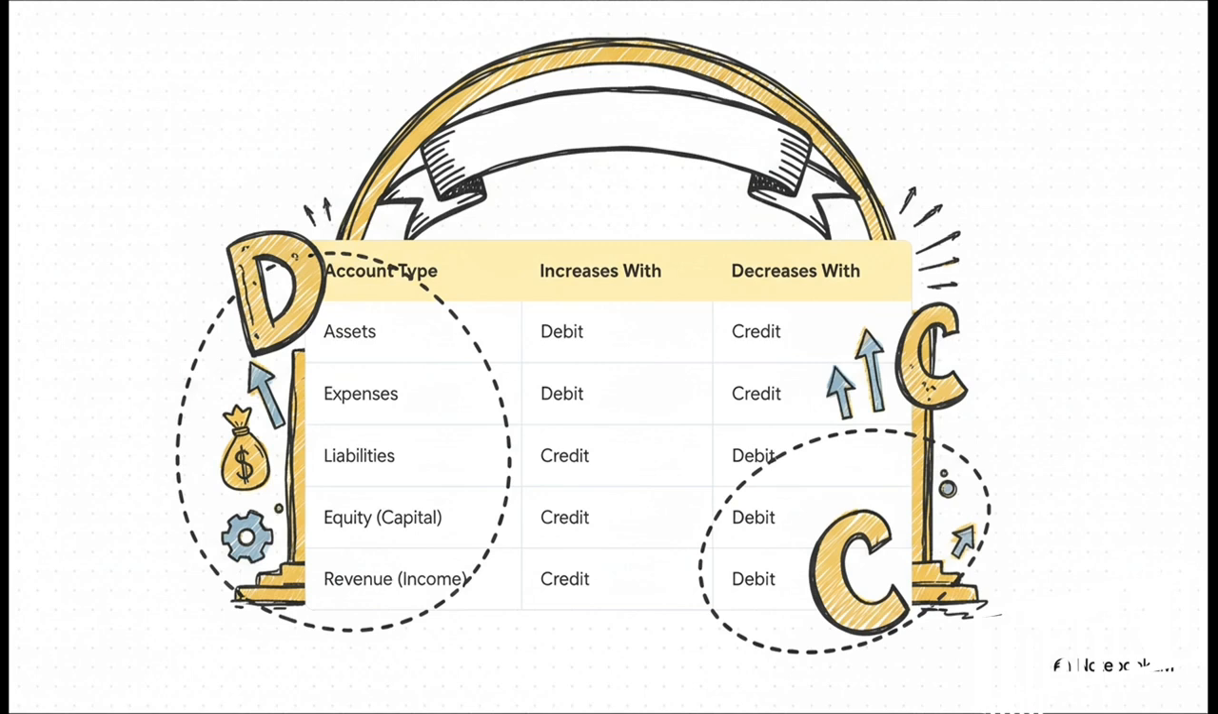To make assets and expenses go up, you use a debit, the left side. But to make liabilities, equity, and revenue go up, you use a credit, the right side. So the key takeaway is that the same action, increase, is recorded in totally different ways depending on the account type. That's the whole secret.